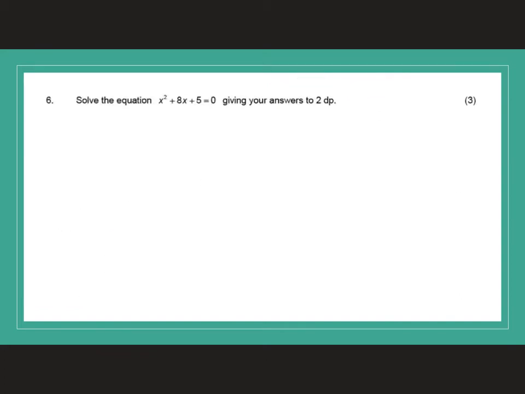Now, look at this equation. It's quadratic. You can see x squared is the highest power of x here. And there is a big hint here in the question. Give your answers to 2 decimal places. That means this quadratic equation is not going to factorise. So if we can't factorise, then we have to look at an alternative method of solving this, and we're going to use the quadratic formula. Now you need to make sure you memorise the quadratic formula.